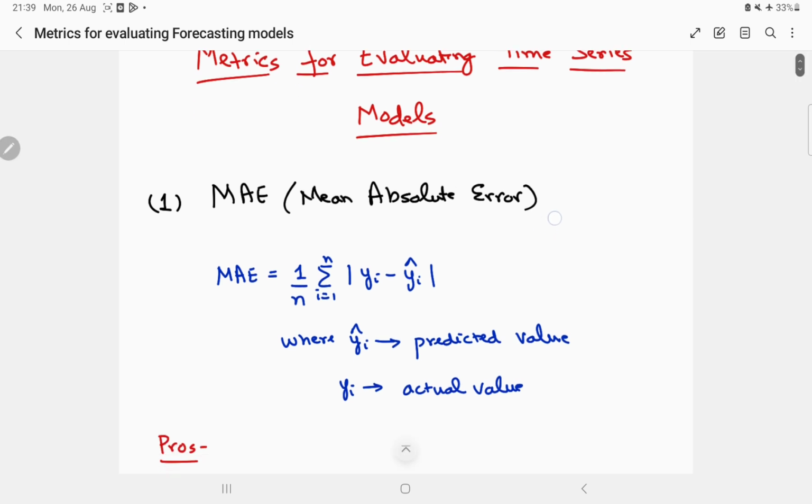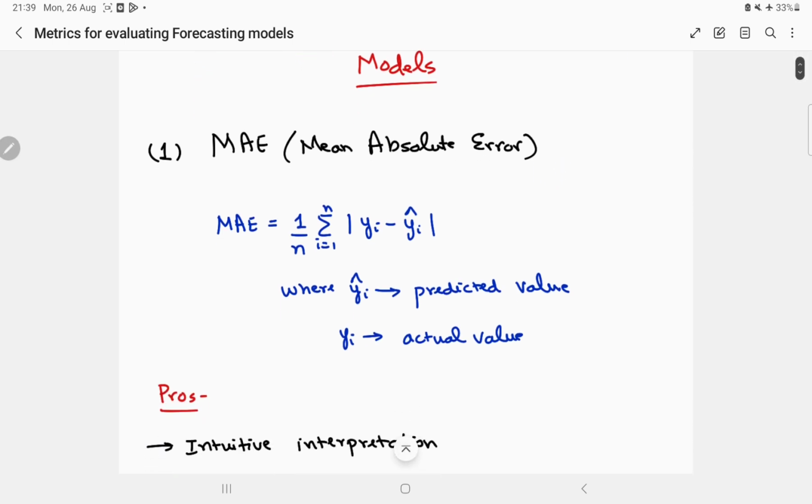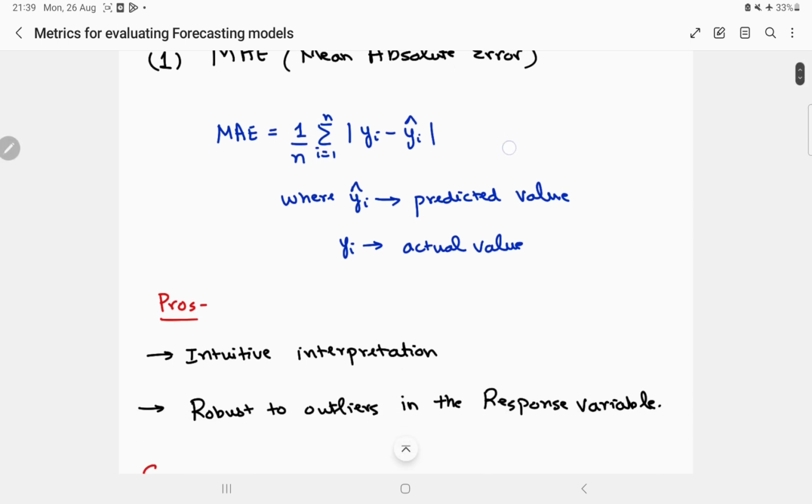So let's start with the first metric, that is mean absolute error. MAE measures the average magnitude of the errors in a set of predictions without considering their direction, and it is calculated as the average of the absolute differences between the predicted and the actual values. So you can see that MAE is given as 1 over n, summation over all the data points from 1 to n, the actual value minus the predicted value, the absolute value of that.